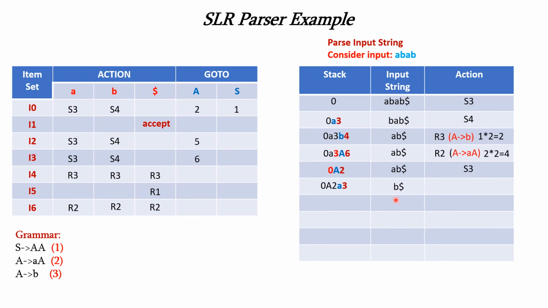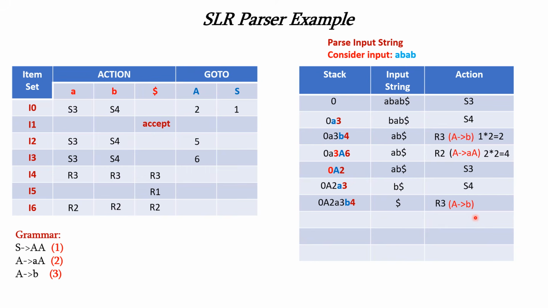So consider 3 and B. 3 and B is S4. S4 means shift, that is push symbols onto the top of the stack. So B is pushed onto the stack, that is 0 A2 a3 b, and then we have to use this number 4, and remaining we have only dollar. So consider 4 and dollar. 4 and dollar is R3. R3 means A tends to B.